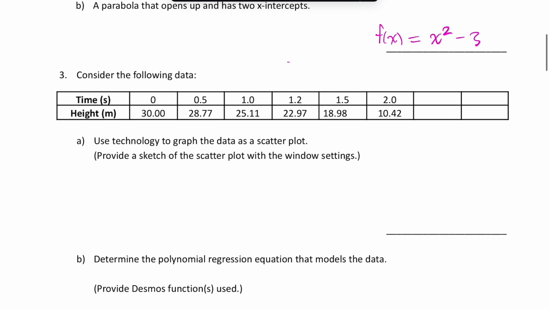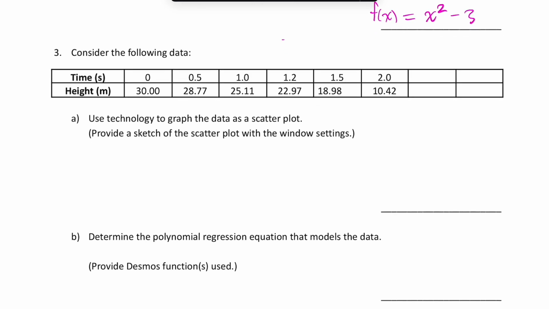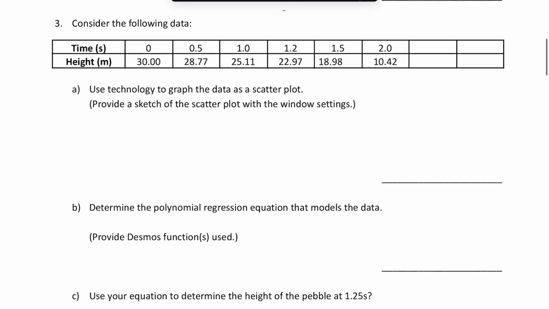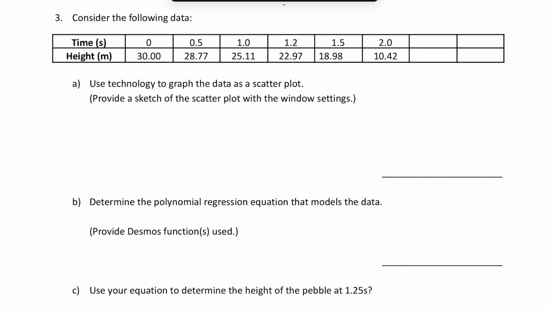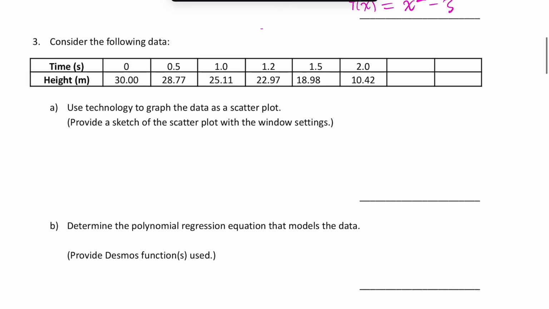All right, consider the following data. Blah blah blah. Use technology to graph the data as a scatter plot. Okay. We can do that. Determine the polynomial regression equation that models the data. Okay. And then use your equation to determine the height of the pebble at 1.25 seconds. Alright, so we'll start off by just pulling up the data, I suppose.